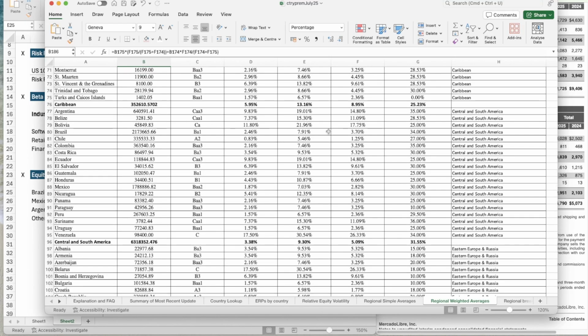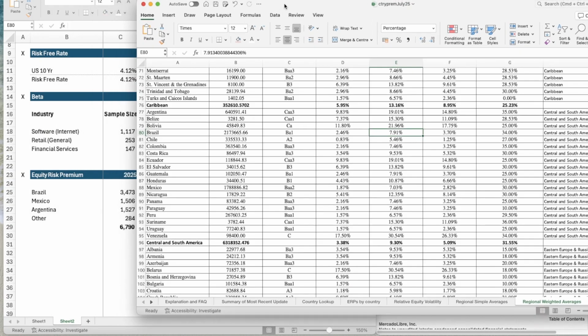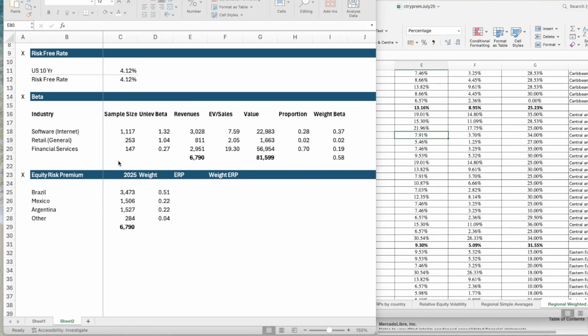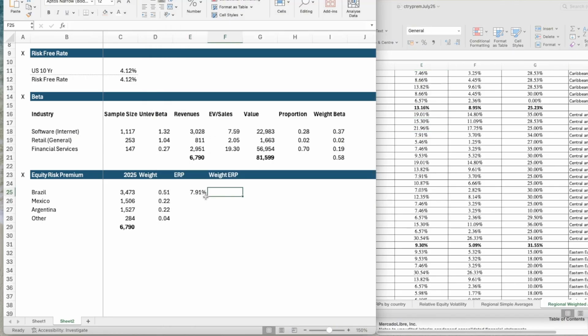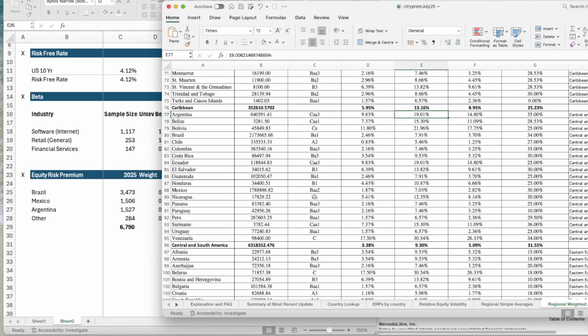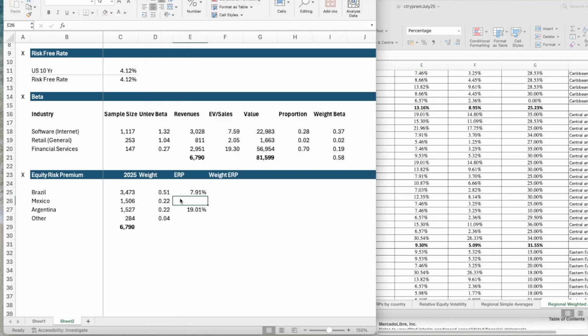But we have Brazil. Okay, so Brazil is 7.91%. Argentina, 19.01%. Sorry, I will come back to Mexico. The Mexican ERP is 7.03%.